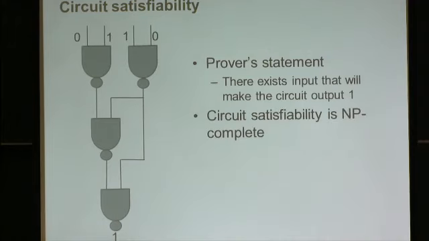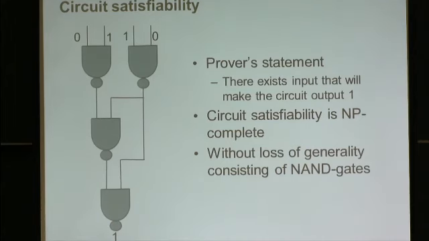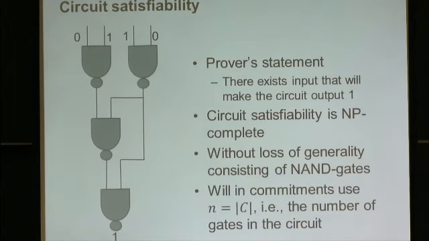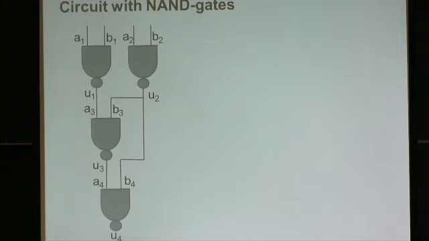Okay, and circuit satisfiability is NP complete, so we can do this. We can do all languages in NP. Okay, and I'm using here that n is the size of the circuit. That's the number of gates in this circuit. Okay, so how do we do it?